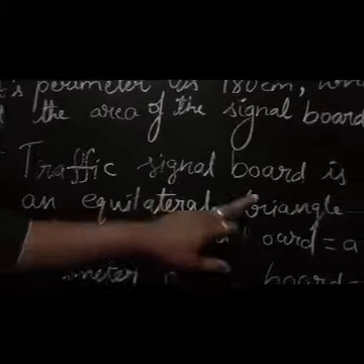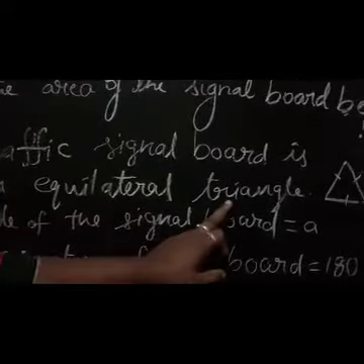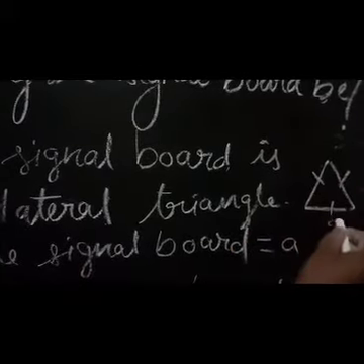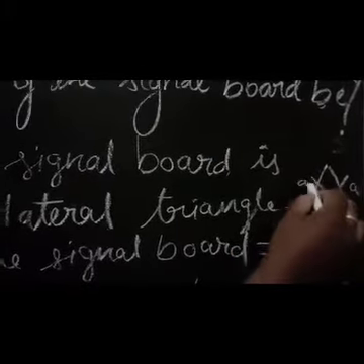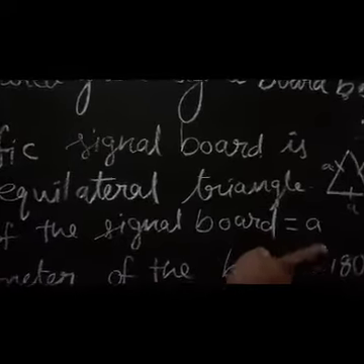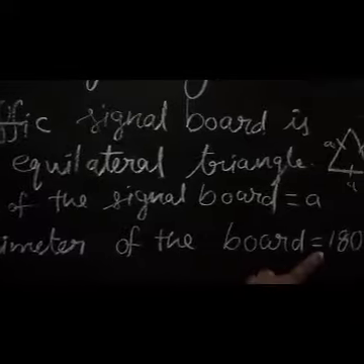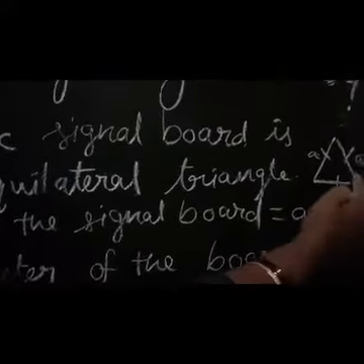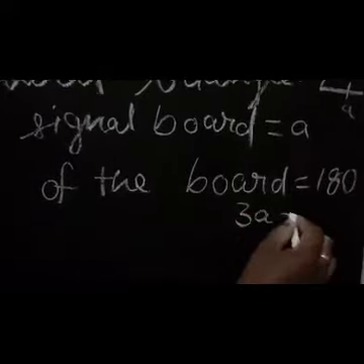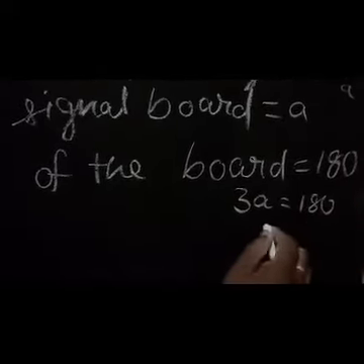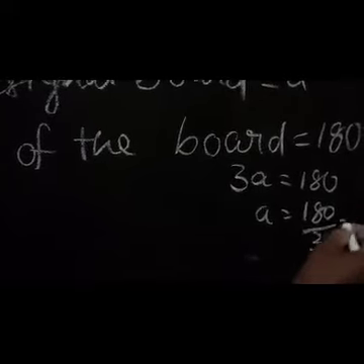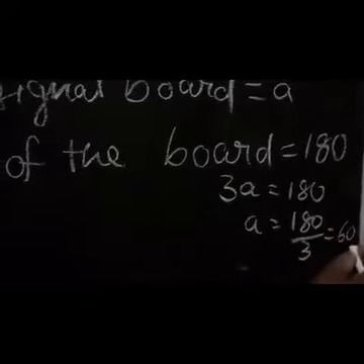Traffic signal board is an equilateral triangle. That means all the three sides will be a. Okay. So, side of the signal board is a. Perimeter of the board is 180. Perimeter means adding all the three sides. So, 3a equals 180. a equals 180 divided by 3 equals 60 centimeter.